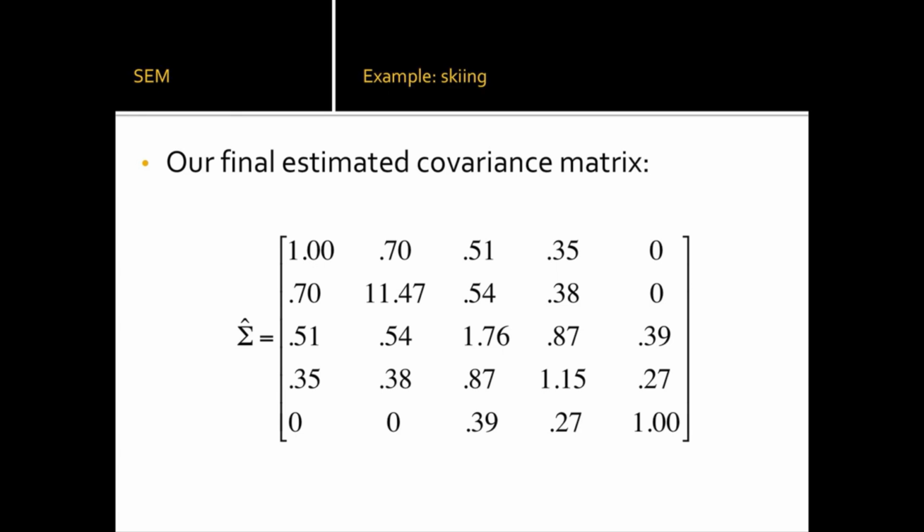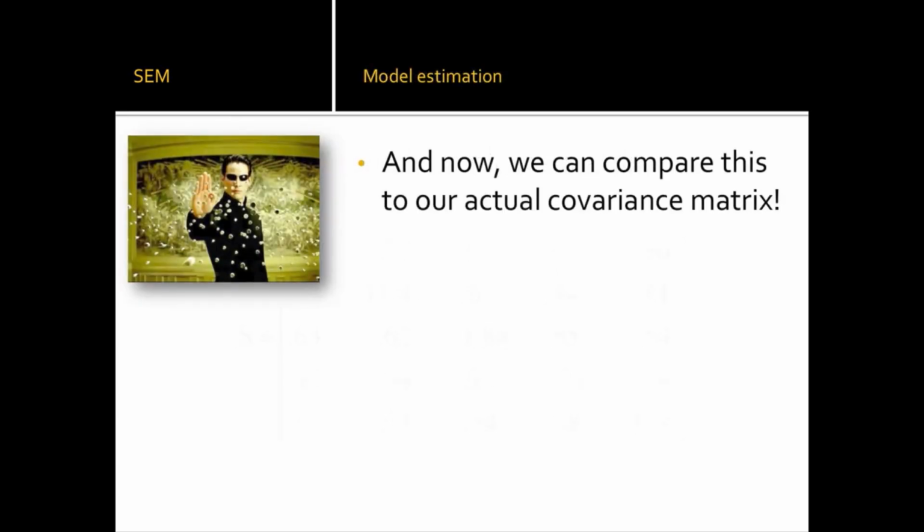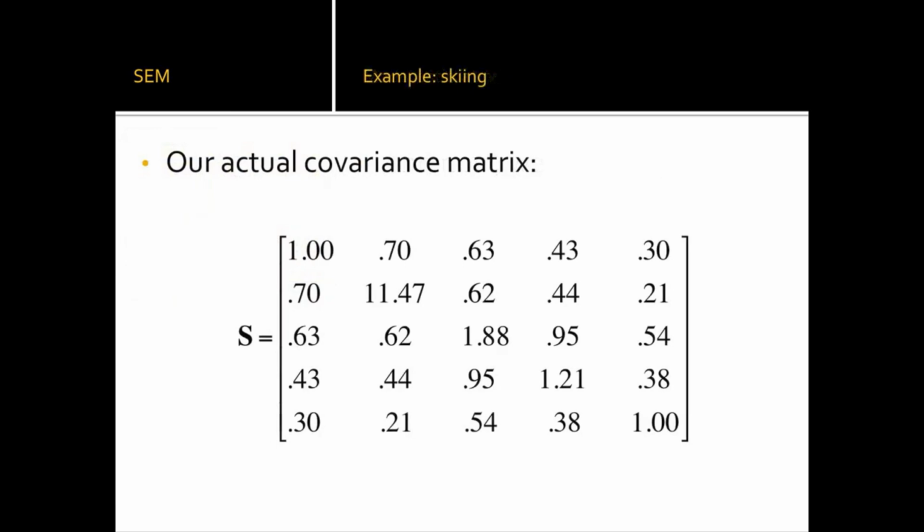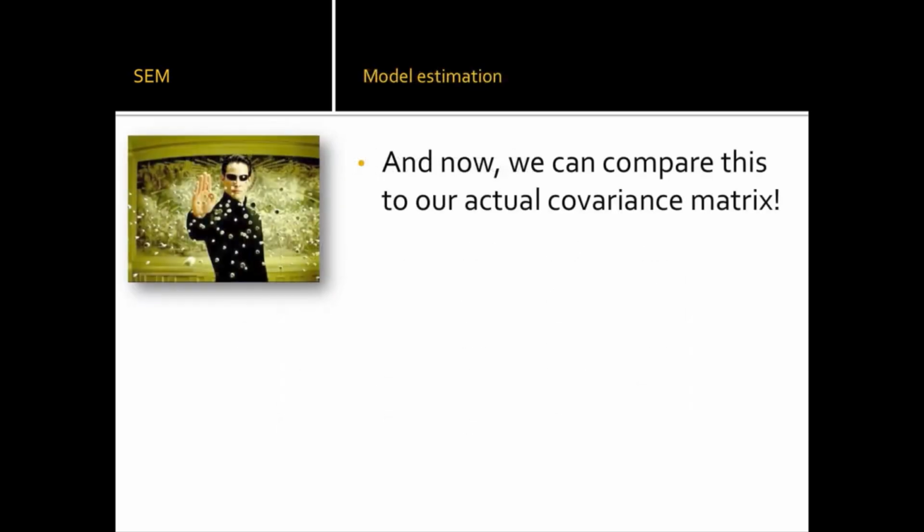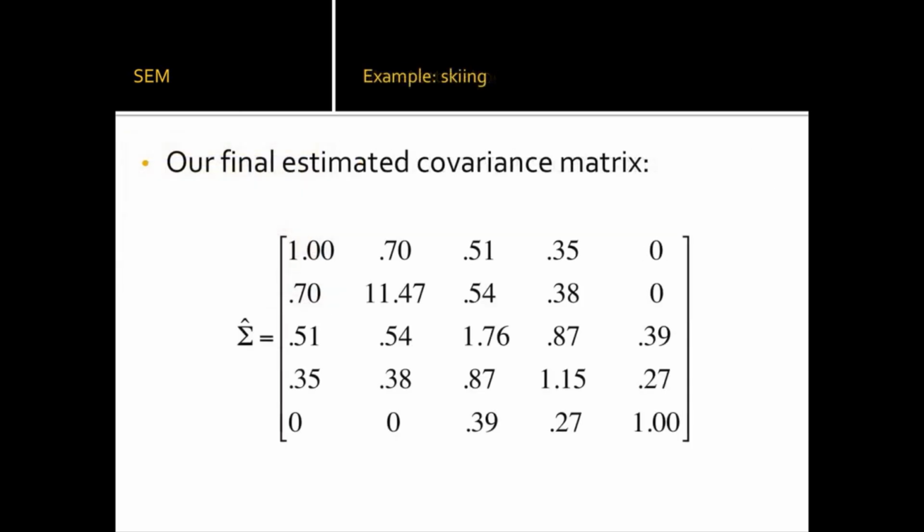Okay, let's go to row 2. Row 2, the first element there is 0.70 in our estimated matrix. And in our actual matrix, 0.70. Okay, it's exact. Okay, our data is doing really well. Let's go to the third element of that first column there in the third row, 0.63 in our data. 0.63, oh, 0.51. Okay, we're off by 0.12. Okay, our model is not perfect.